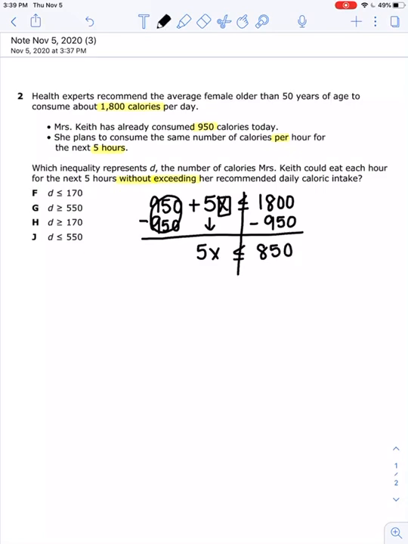My next step is to get 1x by itself by dividing by our coefficient of 5. 5 divided by 5 is 1, so I'm left with 1x is less than 850, divided by 5 would give me 170. So Mrs. Keith can consume less than or equal to 170 calories per hour for the next 5 hours. Your answer for this problem should be F.